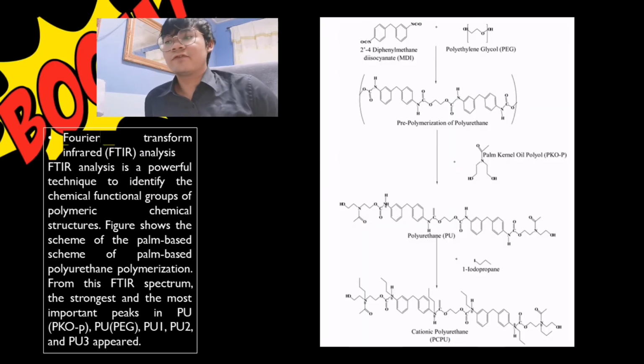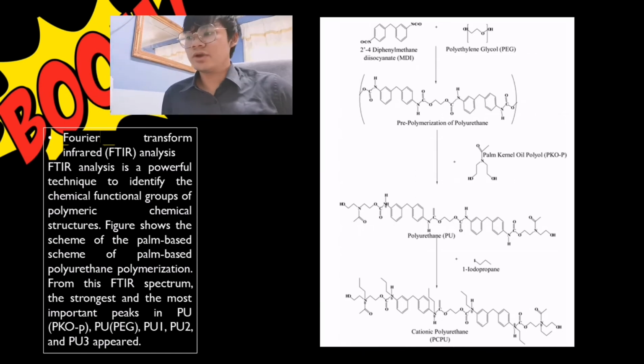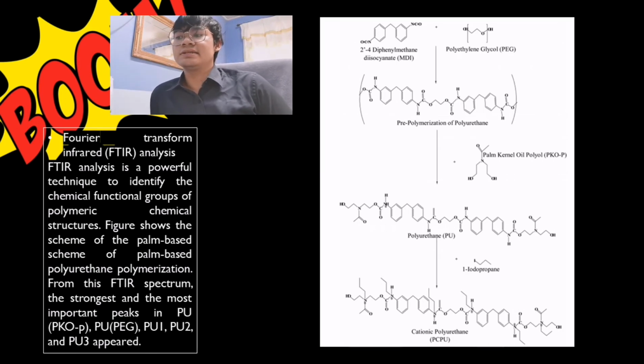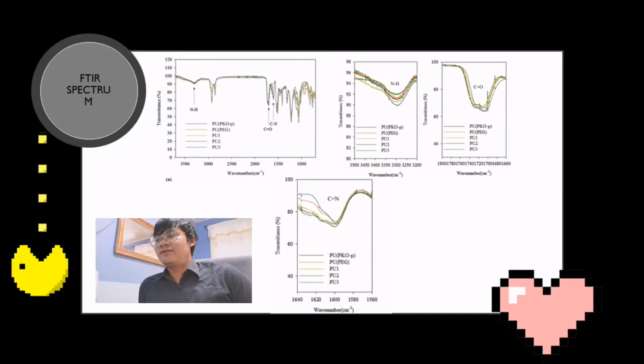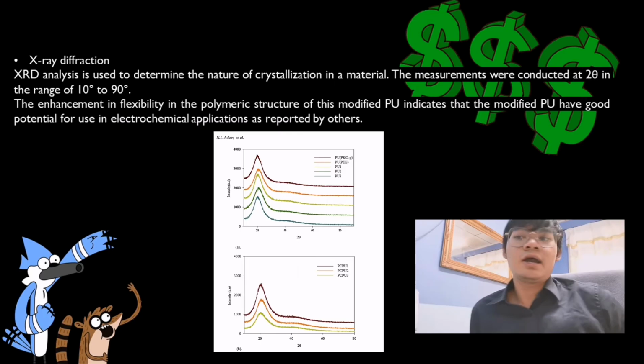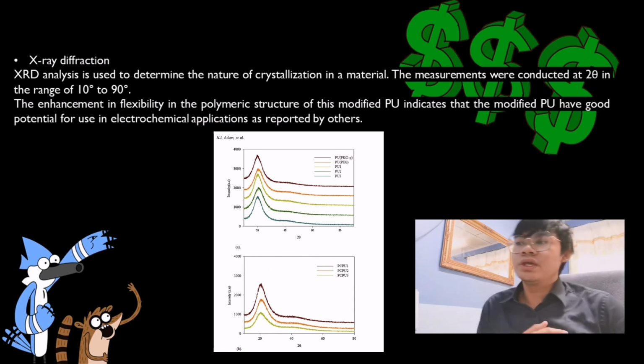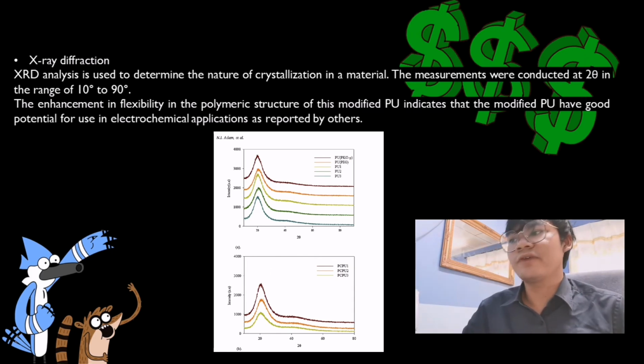We will move to the fourth observation, which is the Fourier transform infrared analysis. Fourier transform infrared, known as FTIR analysis, is a powerful technique to identify the chemical functional groups of polymeric chemical structures. From this FTIR spectrum, the strongest and most important peaks are shown in the figure below. After that, we will move to X-ray diffraction.